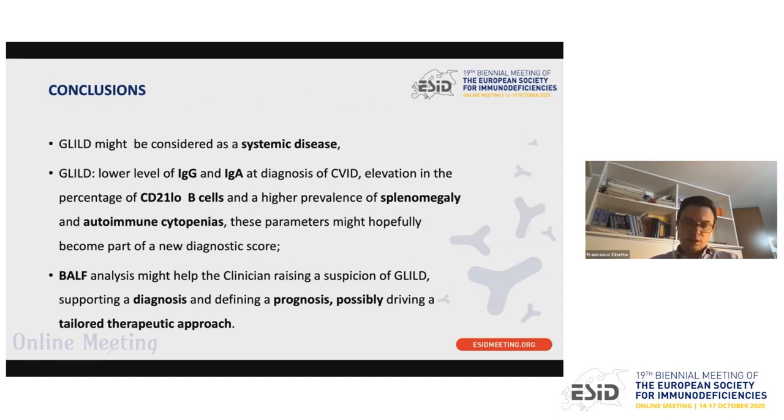So in conclusion, our study suggests that GLILD might or should be considered a systemic disease rather than a simple isolated interstitial lung disease. GLILD patients tend to present lower IgG and IgA levels at CVID diagnosis. They tend to present an increase in the percentage of CD21 low B cells at the time of GLILD suspicion or diagnosis, and a higher prevalence of splenomegaly and autoimmune cytopenias, in particular autoimmune thrombocytopenia. And finally, the analysis of bronchoalveolar lavage fluid might help the clinician not only in the differential diagnosis of GLILD, so at the beginning of the history of GLILD, but also possibly in defining the prognosis and maybe in driving a tailored therapeutic approach. Thanks for your kind attention, and let's meet in the live question and answer session.